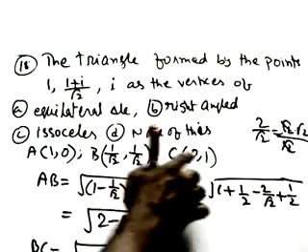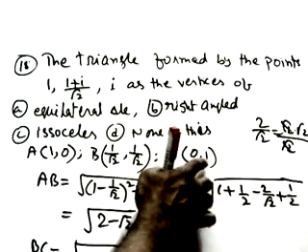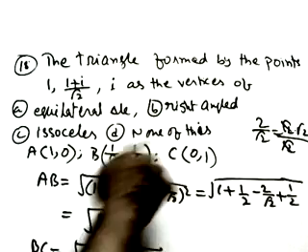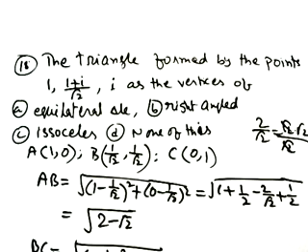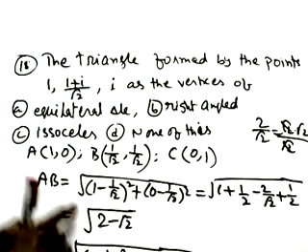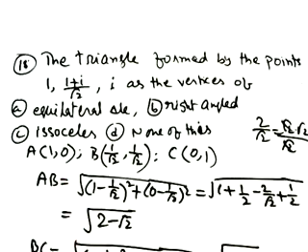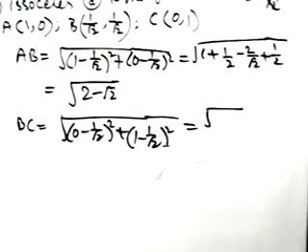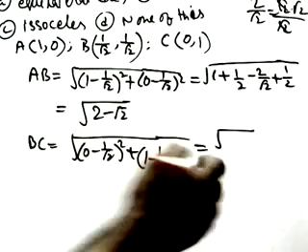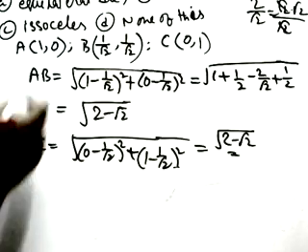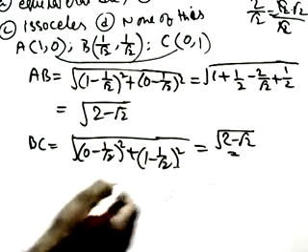Now let me solve BC. BC equals the square root of x2 minus x1 whole square, y2 minus y1 whole square. I'm writing 0 minus 1 by root 2 whole square; either you subtract this way or like this, no problem, plus y2 minus y1 whole square. You see here, these two are the same, so we will get the same value. So what is the value here? 2 minus root 2. So we got AB and BC.